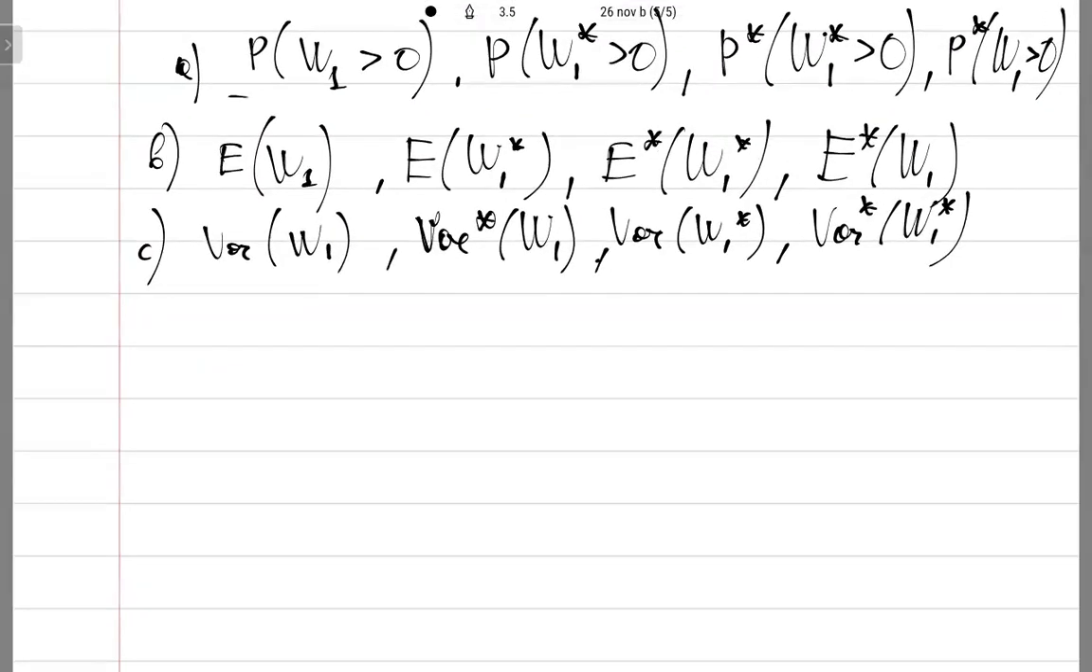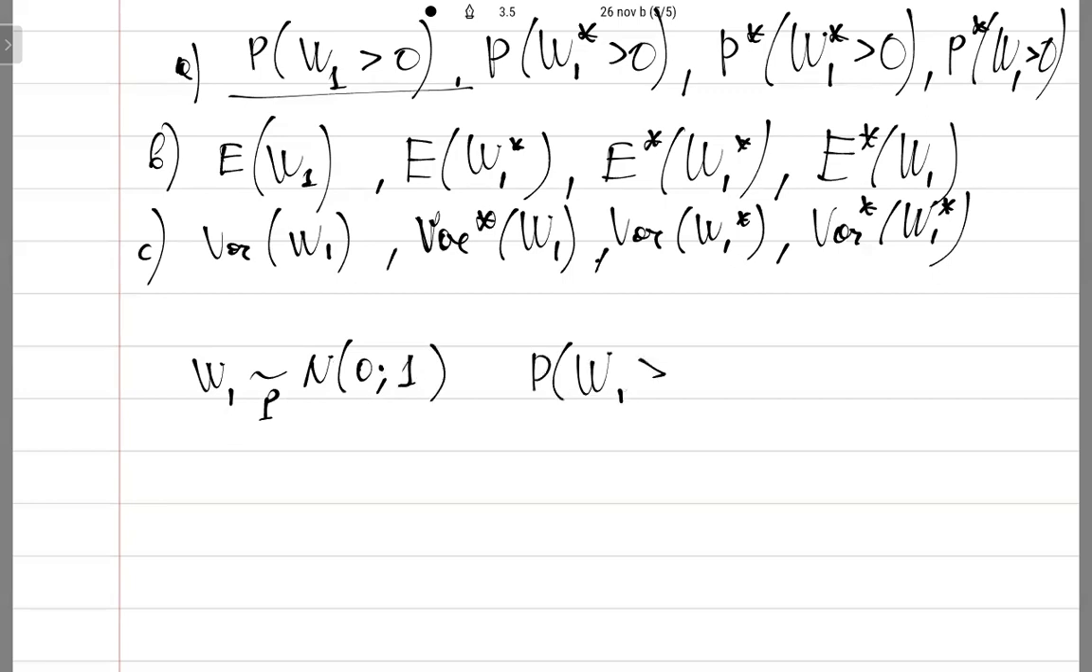So the first question is very easy. As W1 is a Wiener process with respect to some filtration under probability P, then W1 under probability measure P has normal distribution with mean 0 and variance 1. And the probability that W1 is greater than 0 is 0.5, exactly, because it's symmetric.